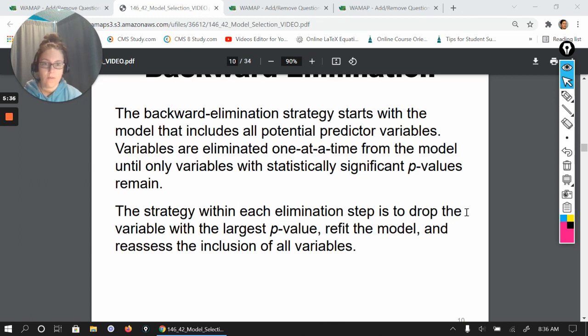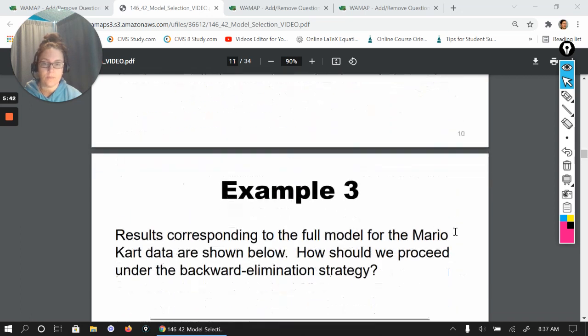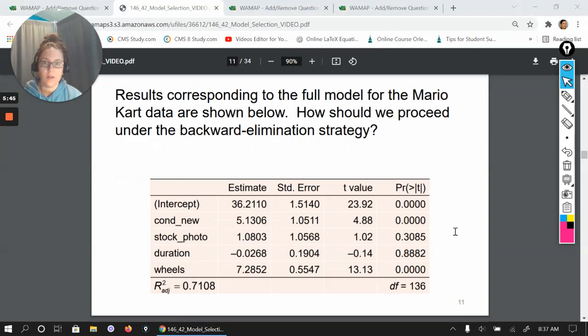Here's example 3. Results corresponding to the full model for the Mario Kart data are shown below. How should we proceed under the backward elimination strategy? Well, we would take the variable with the largest p-value, and we would eliminate it. So the variable duration has been removed and a new model fitted.